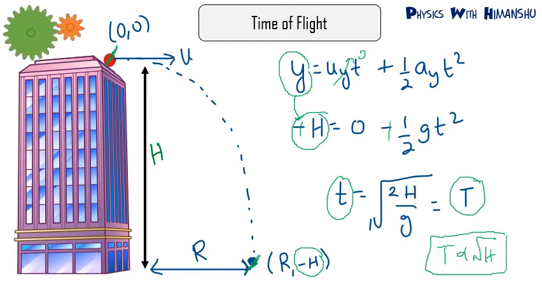You have to remember this formula. This formula is very important: what will be the time of flight for a horizontal projectile motion? It will be root 2h by g, where h is the height of the building from the top of which you throw the ball. Okay, now let's come to range.